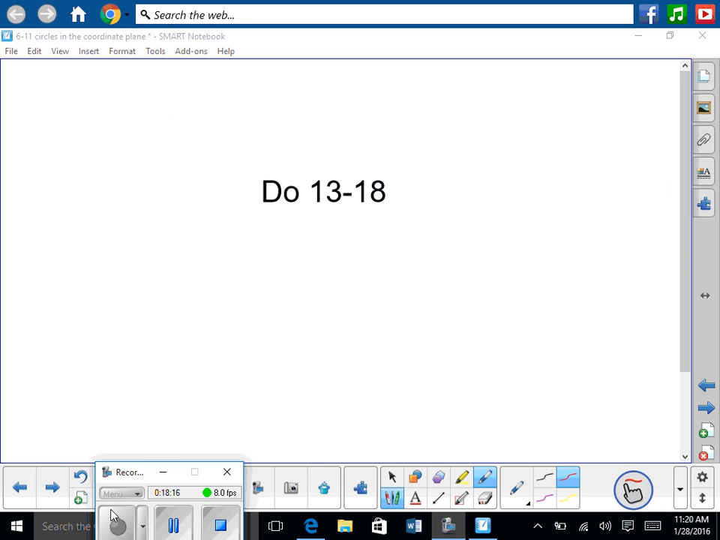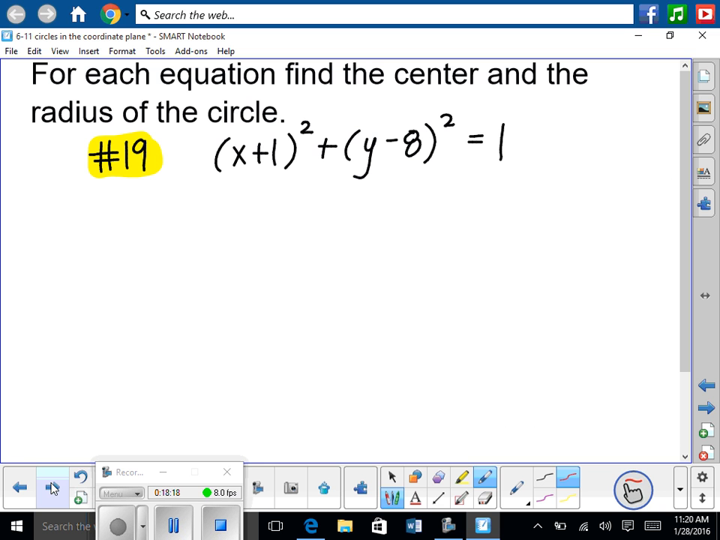So, next thing, it says, for each equation, find the center and the radius of the circle. So I need you to pay attention for this one. Pretty easy to find the center. We went left 1, right? Opposite, guys? And up 8, opposite of that, right? There's my center. Now my radius, you've got to go out to the side. This is not the radius. That's my radius squared. So radius squared is equal to 1.